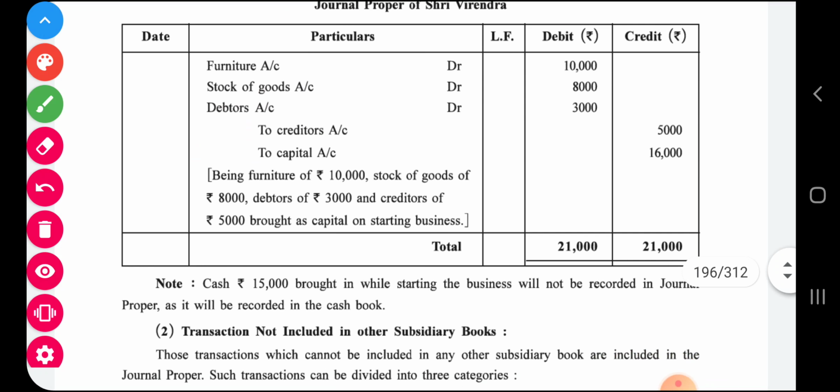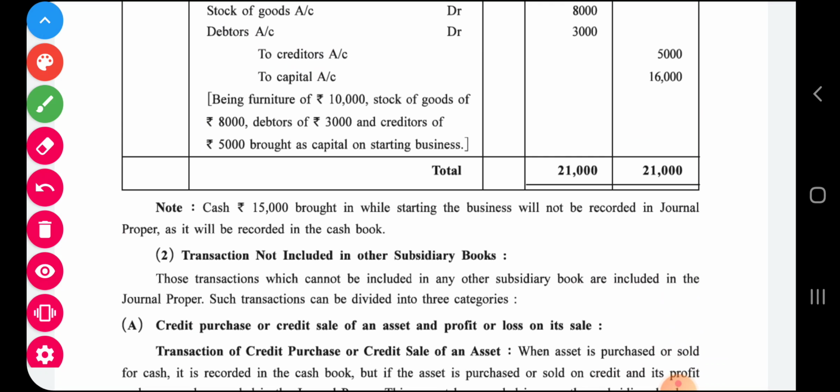Okay, you can see here that cash 15,000 brought while starting business will not be recorded in journal proper as it is recorded in cash book, because along with journal proper we are also maintaining cash book, so cash transactions are recorded in cash book. Okay, all the remaining transactions are recorded in journal proper. That was about opening entries.